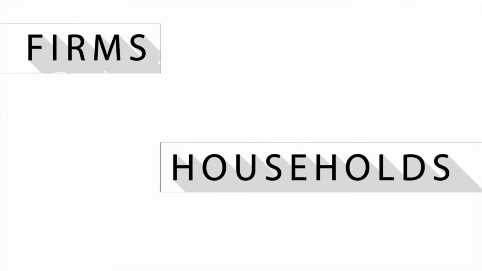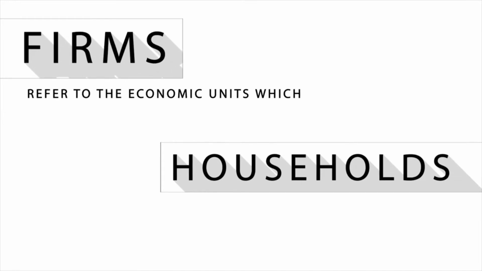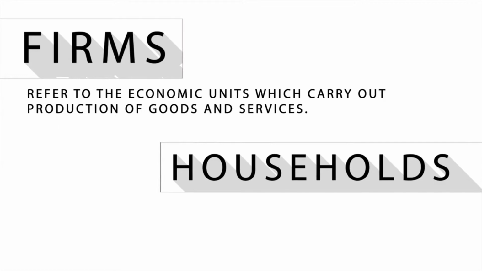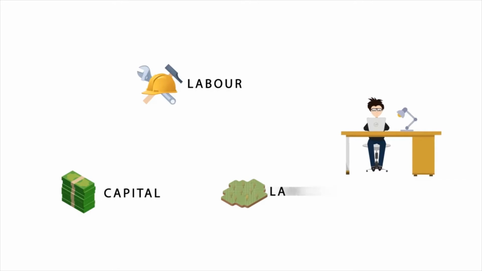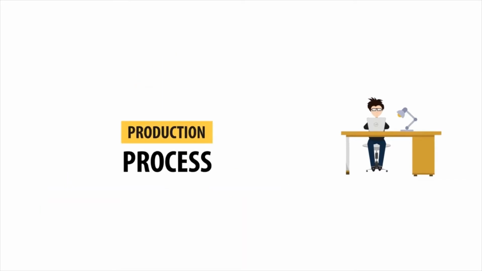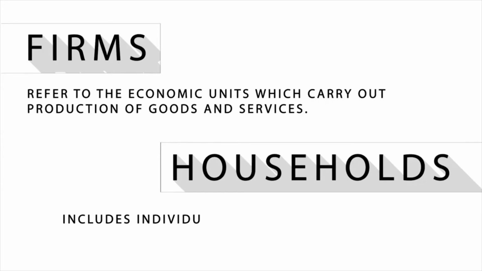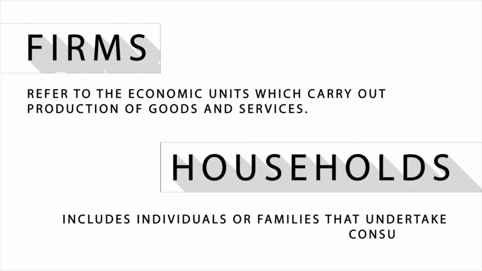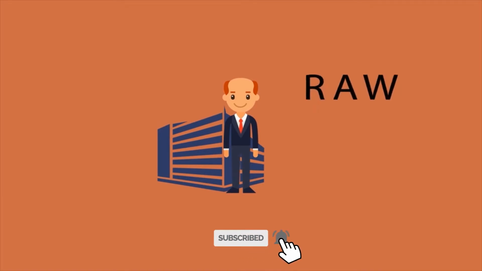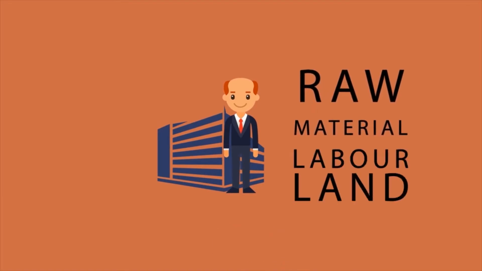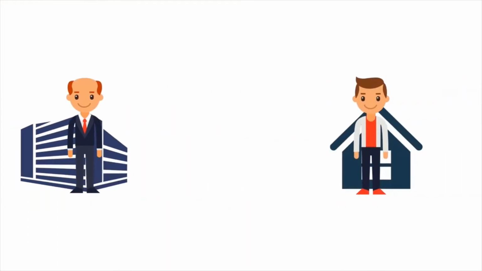Assume there are two entities, firms and households. Firms refer to the economic units which carry out production of goods and services. These are run by entrepreneur who hires labor, employs service of capital and land, and undertakes the task of production. While households include individuals or families, who undertake consumption. For instance, let's say that the firm intends to produce t-shirts, for people to wear them. Now here the firm will need some inputs in the form of raw materials, labor, and land to set up firm etc., which will be owned by households.